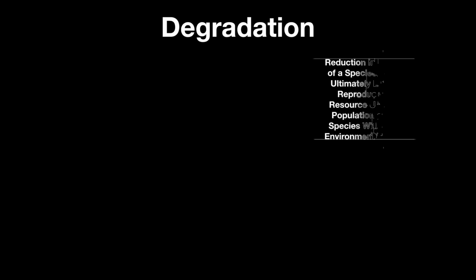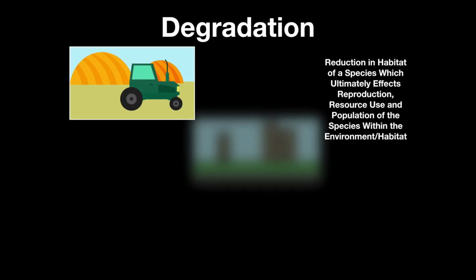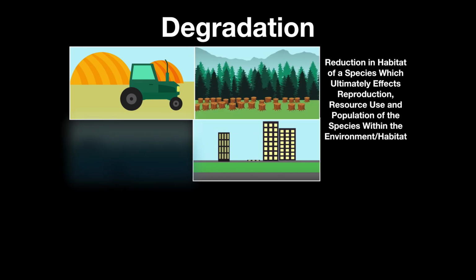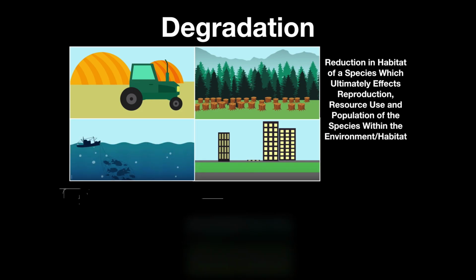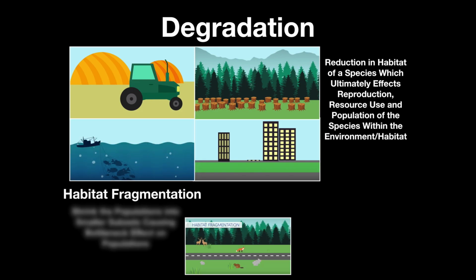So let's start with degradation. Now, degradation is the reduction in habitat of a species, which ultimately affects reproduction, resource use, and population of the species within an environment or habitat. So when we think about degradation, we can think about deforestation, and we can think about overfishing and potential farmland use. And this can lead to habitat fragmentation, or the shrinking of populations into smaller subsets, which can cause a variety of issues. So we can think about a bottleneck effect. If populations get small enough, we lose genetic material within that population, and we're losing alleles. And we also think about how those populations are going to reproduce and prosper in the future.